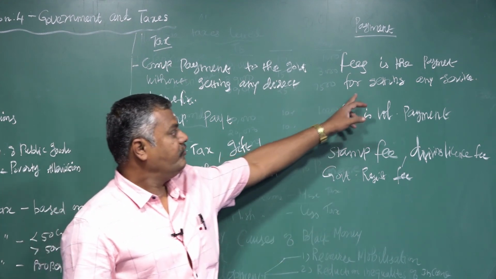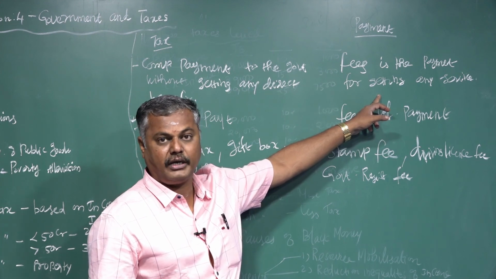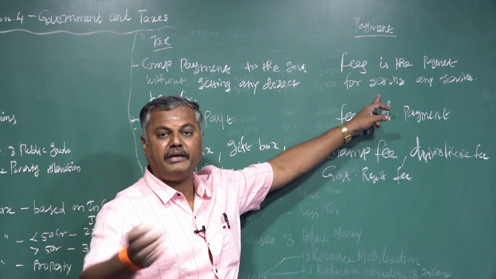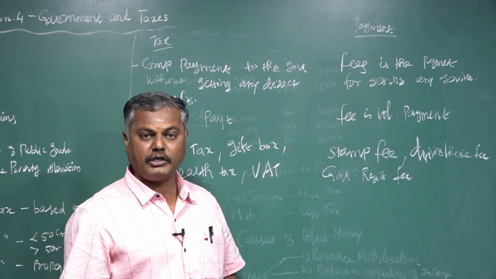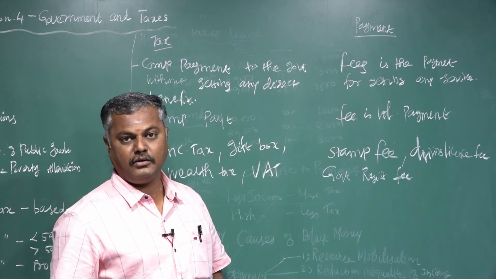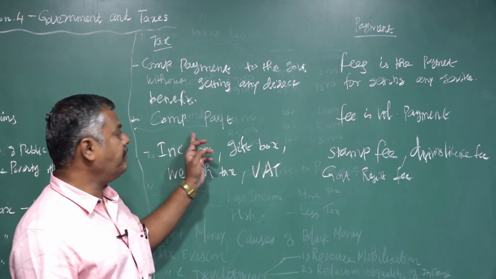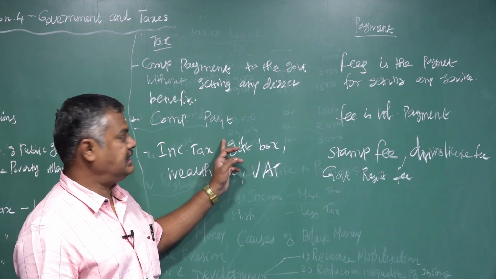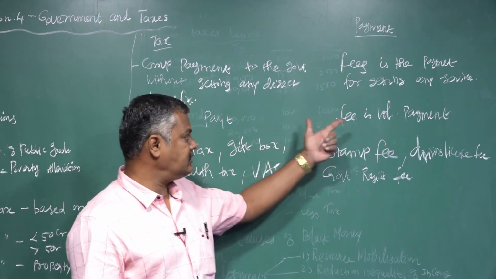And the fee is the payment for getting any service. Sir, I am using current. You must pay the EB bill, right? I am using water from the government supply. Yes, you must pay the water fees also. That is very important. So tax is a compulsory payment, and fees are a voluntary payment.